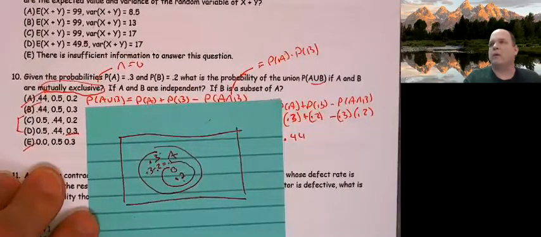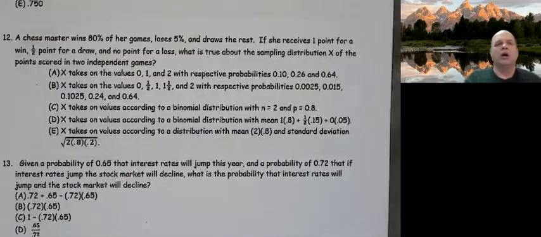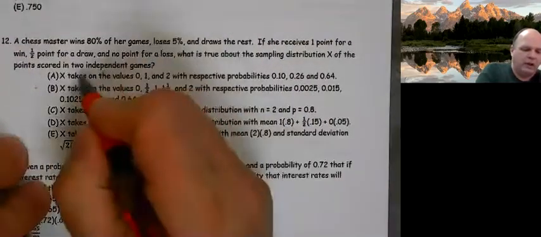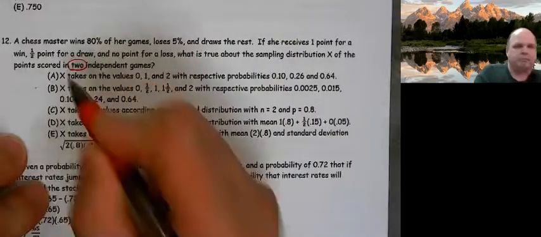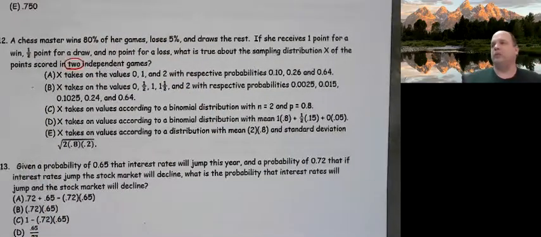All right, and I'm going to pause this for just a moment. So this is problem 12 of the death packet, and it says a chess master wins 80% of her games, loses 5%, and draws the rest. If she receives 1 point for a win, a half point for a draw, and no point for a loss, what is true about the sampling distribution of X of the points scored in 2 independent games? Once again, as soon as you do 2 of something or repeat it, I like to go ahead and set up a table.